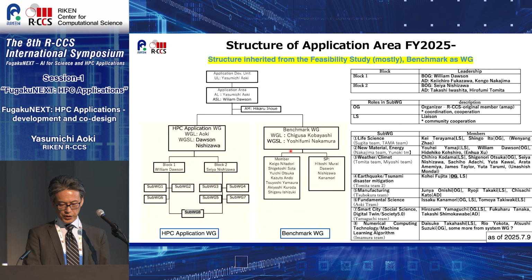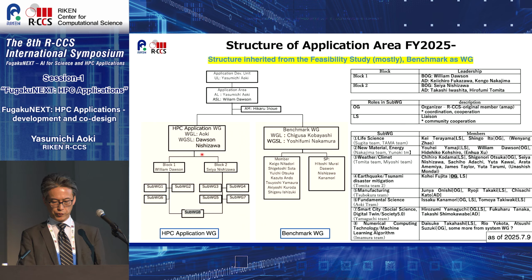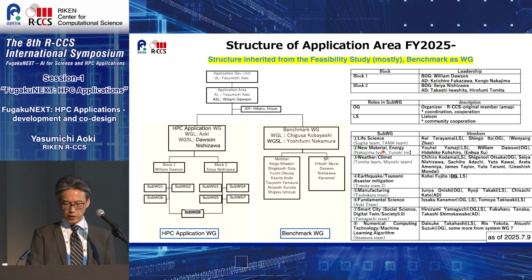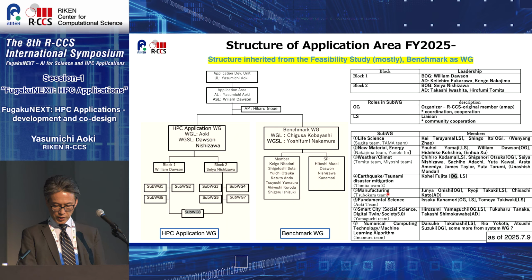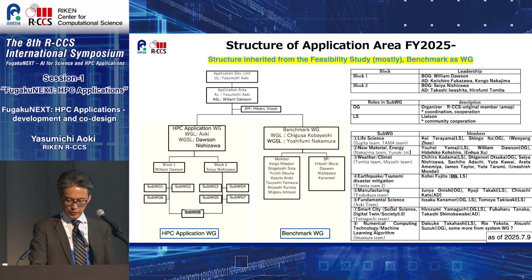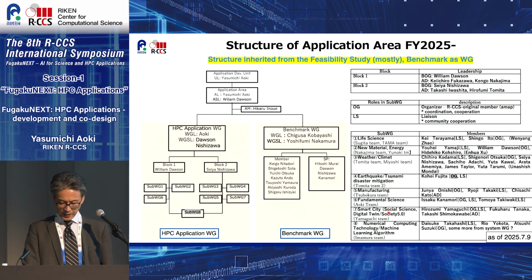This is a kind of busy page. The application working group mainly works on application development and also the co-design using these applications. There are life science sub-working groups, new material, weather, climate, earthquake, tsunami, manufacturing, fundamental science, smart city, and numerical computing technology, machine learning algorithms. So there are 8 working groups.